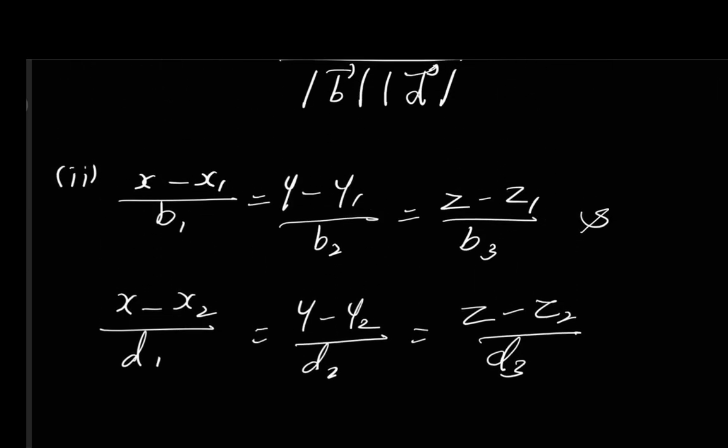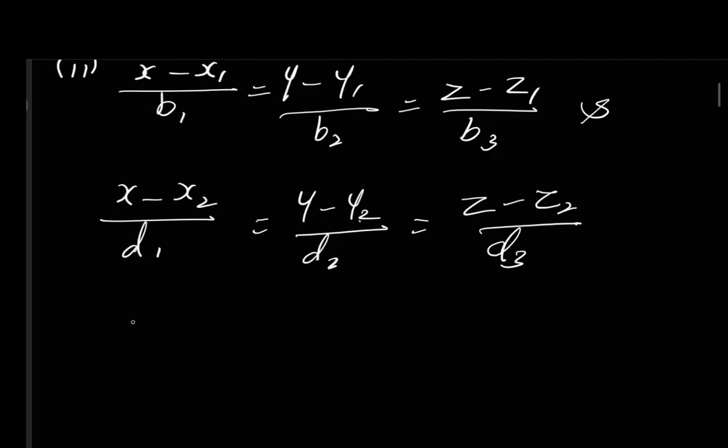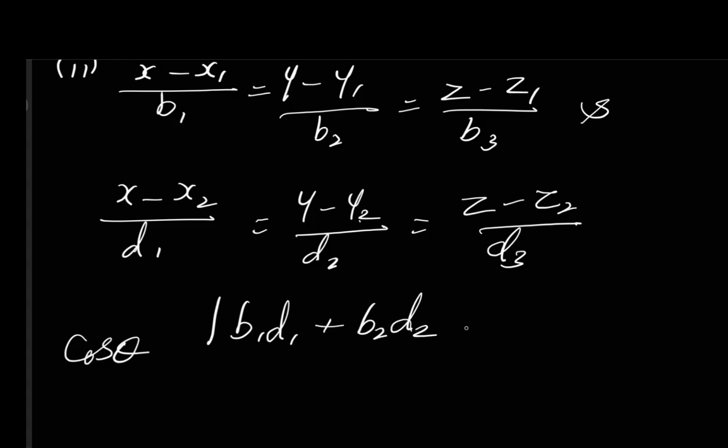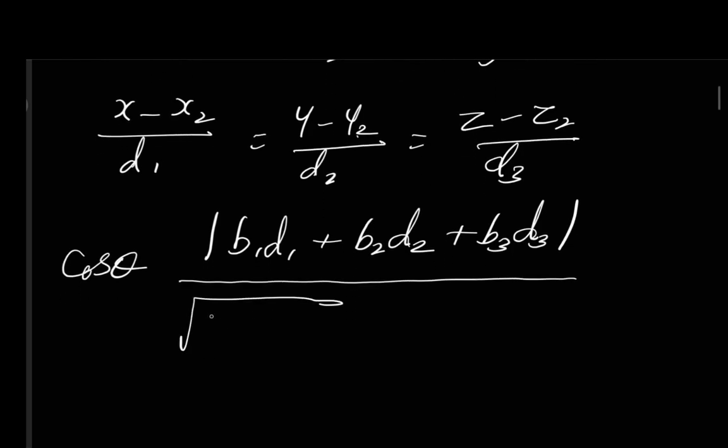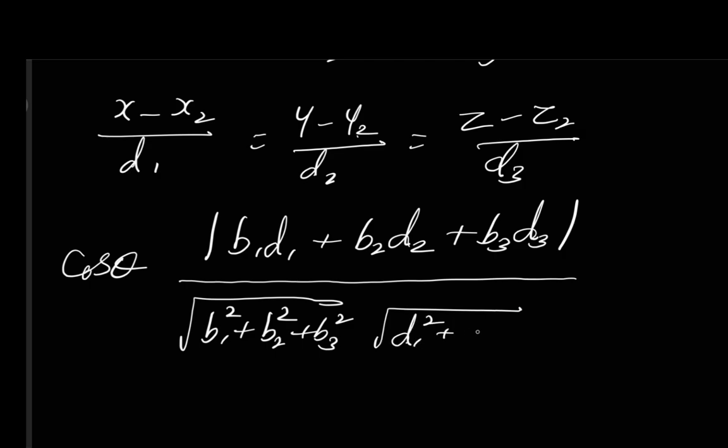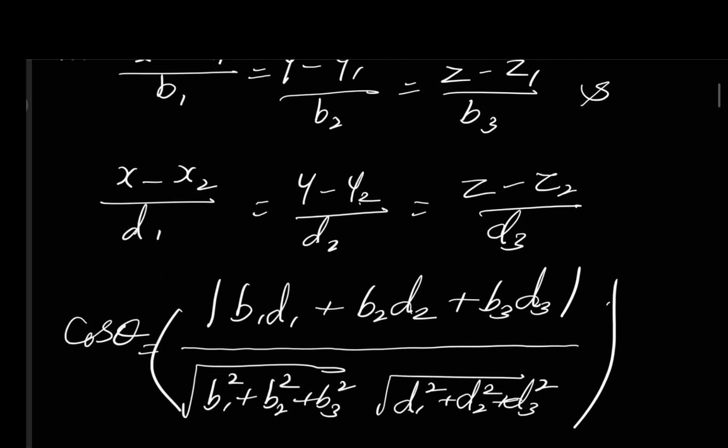Here x1, y1, z1 are the coordinates of a point, and b1, b2, b3 are the coordinates of the parallel vector. Again x2, y2, z2 represent the point, and d1, d2, d3 are the coordinates of the parallel vector, or the direction ratios. Here cos theta equals the modulus of b1 d1 plus b2 d2 plus b3 d3, divided by the square root of b1 square plus b2 square plus b3 square, times the square root of d1 square plus d2 square plus d3 square. This is the formula when the lines are given in Cartesian form.